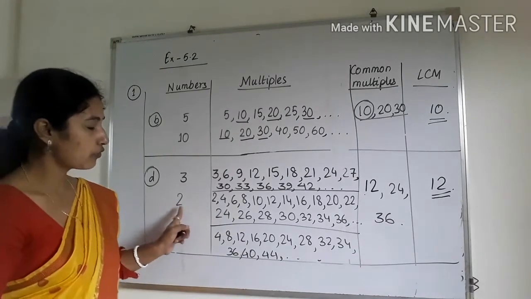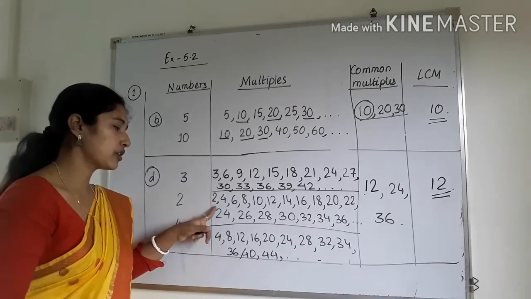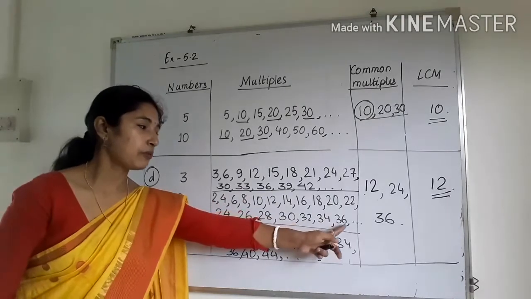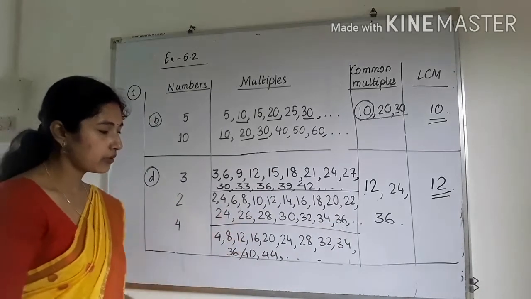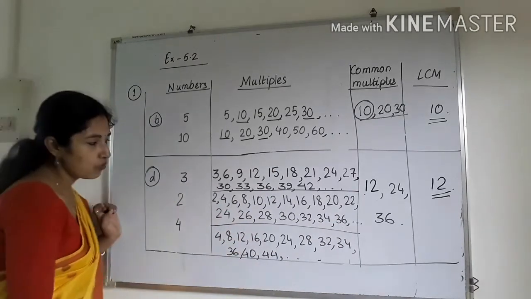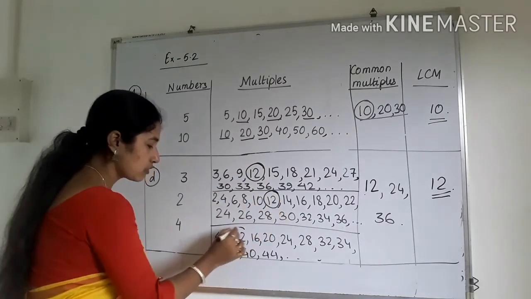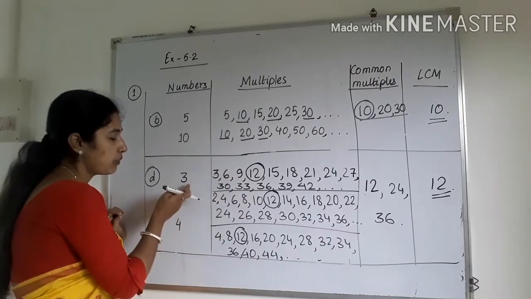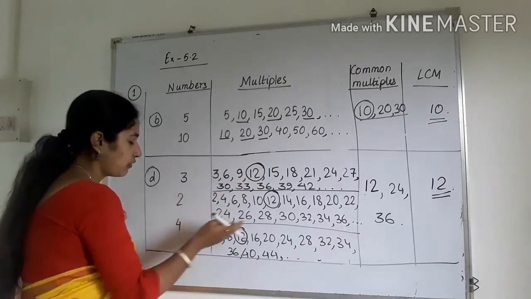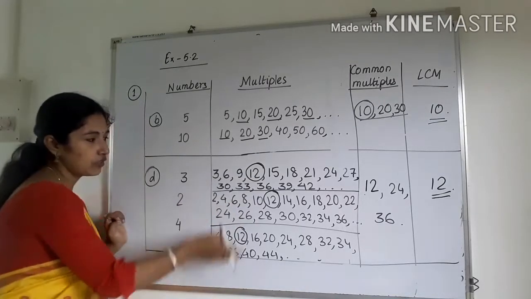Similarly, for the multiples of 2 you have to write the multiplication table of 2. I have stopped up to 36. Next, for 4 again I have to write the multiplication table of 4. So see what is common. First number is 12. 12 is common in all the 3 multiples, that means the multiples of 3, the multiples of 2 and the multiples of 4.